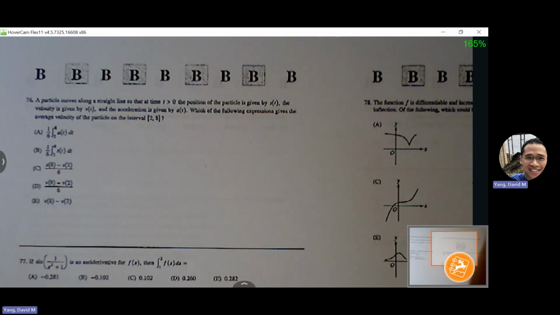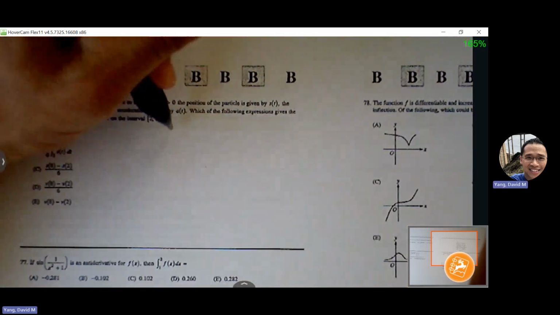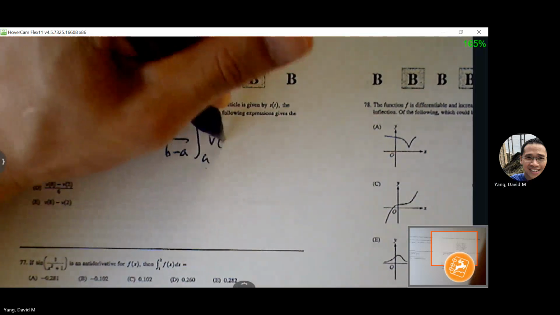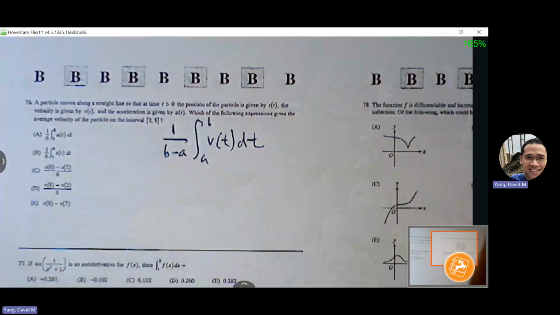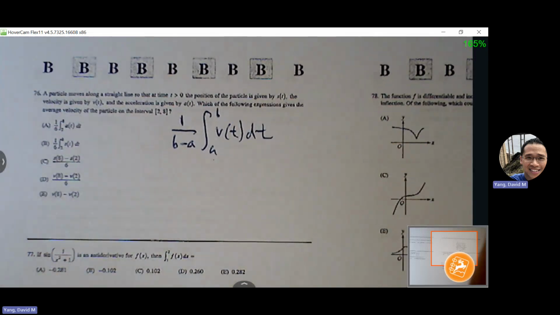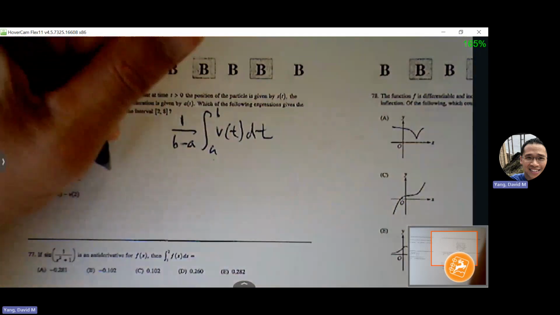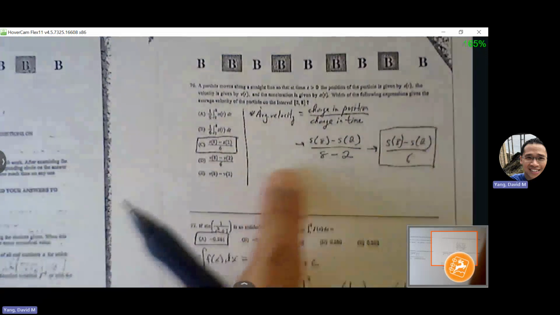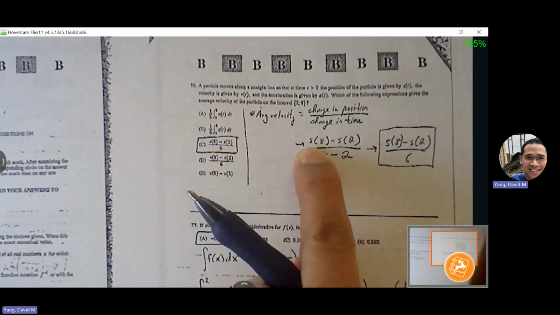Average velocity can look like this. Maybe we're thinking average value theorem, which is true, but we don't see this option in our list. So how else can we think about average velocity? Average velocity is the change in position over change in time. So I can do x of b minus x of a over b minus a, but in this case they use s for position. So s of 8 minus s of 2 over 8 minus 2.